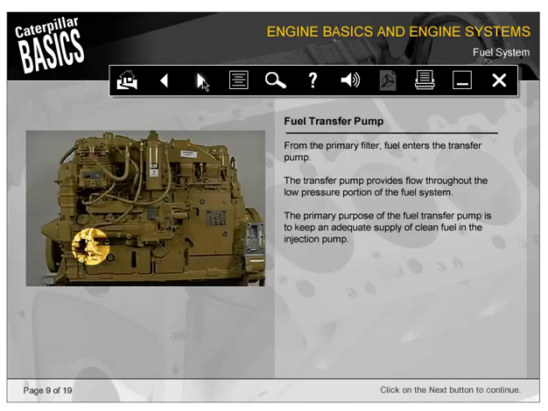From the primary filter, fuel enters the transfer pump. The transfer pump provides flow throughout the low-pressure portion of the fuel system. The primary purpose of the fuel transfer pump is to keep an adequate supply of clean fuel in the injection pump.